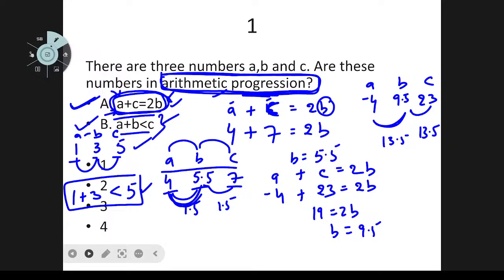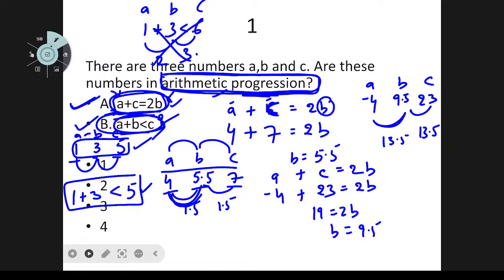Now I will try to make it wrong also. I will try to take a case where it is not in arithmetic progression. Here I took a case where it is arithmetic progression. Now I want a case where it is not. Let's see. I will take A equal to 1, B equal to 3 and C equal to 6. Is it satisfying this condition? Yes, 1 plus 3 is less than 6. Are they in arithmetic progression? Here the difference is 2, here the difference is 3. So they are not in arithmetic progression.